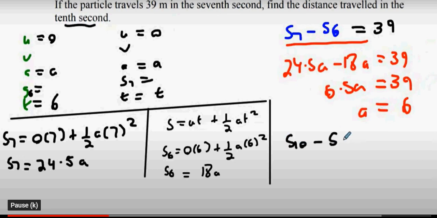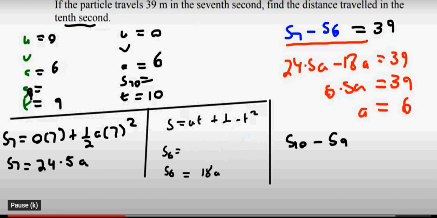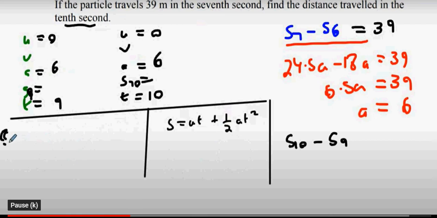Now to find out how far it travelled in the 10th second, it's quite simply S10, which stands for the distance travelled in 10 seconds, take away S9, which is the distance travelled in 9 seconds. Okay, once again we're going to use ut plus half at squared for both data sets and an acceleration value of a. Now you should see me rub out all this working from the earlier question, and now we're going to redo it for t equals 9 and t equals 10.